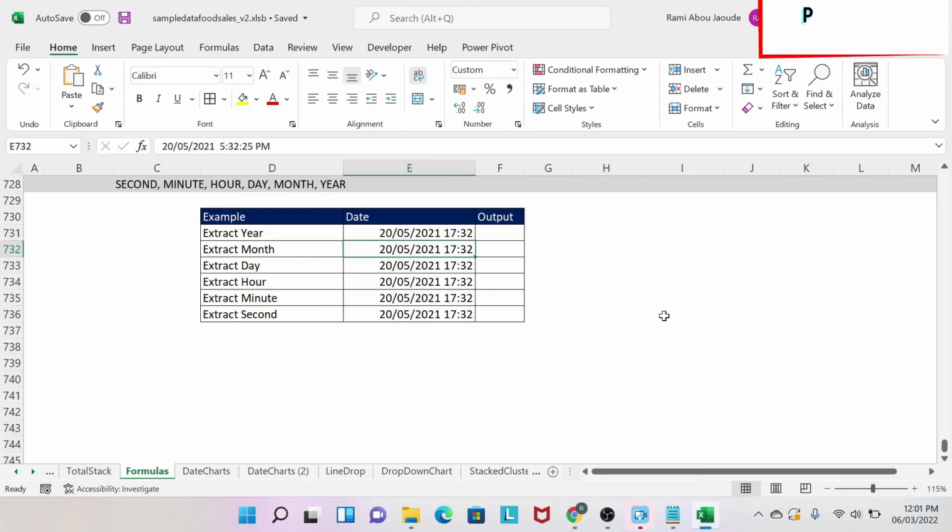The objective of this lesson is to be able to use the basic formulas to extract information from dates. Those formulas will be useful to extract year, months, day, hour, minute, and second.